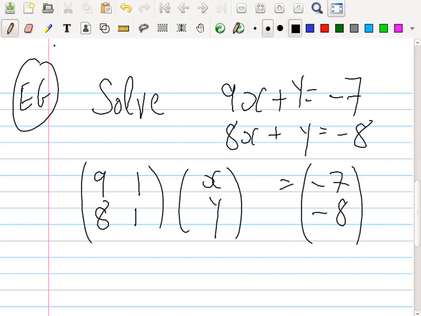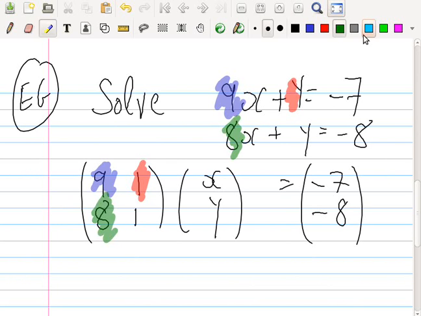And if you can't quite see, that number came there, the 1 was the number in front of the y here, the 8 was the number in front of the x here, and the 1 was in front of the y here.